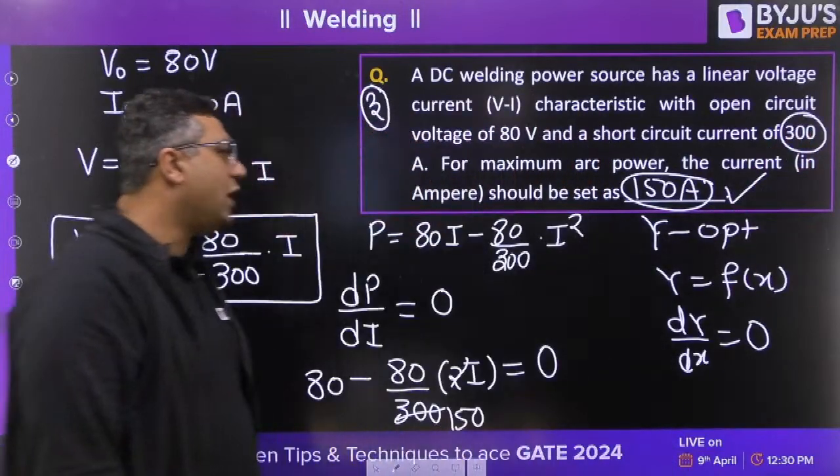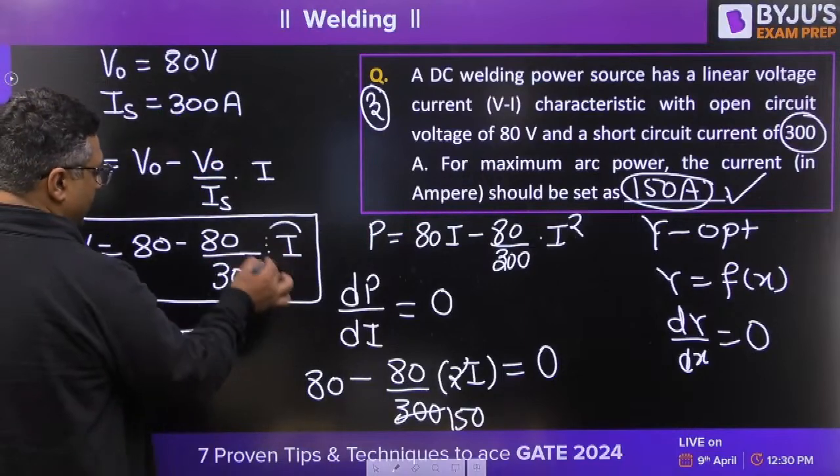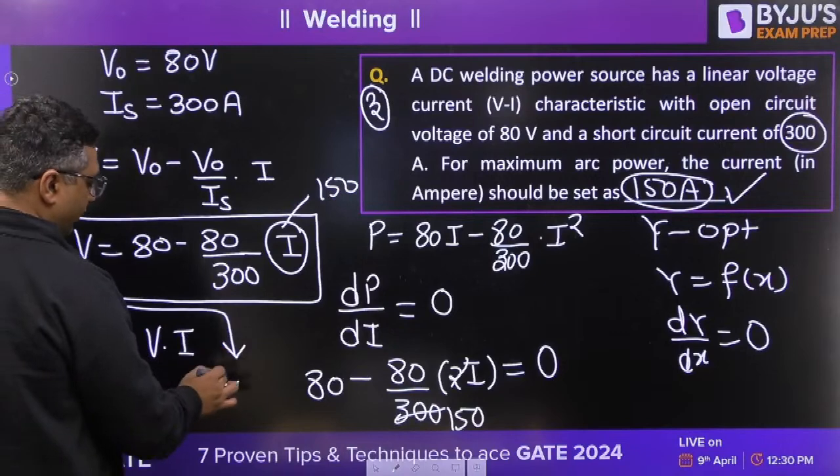Now if you put this 150 in the equation, the voltage will come out to be 40 volts.